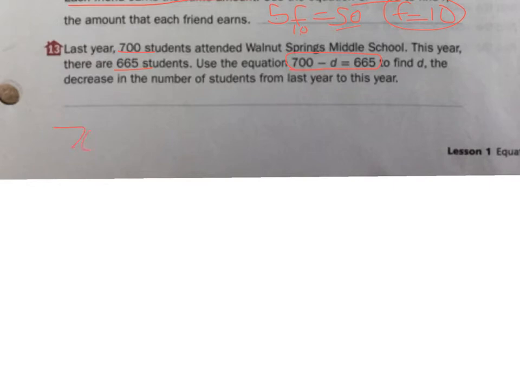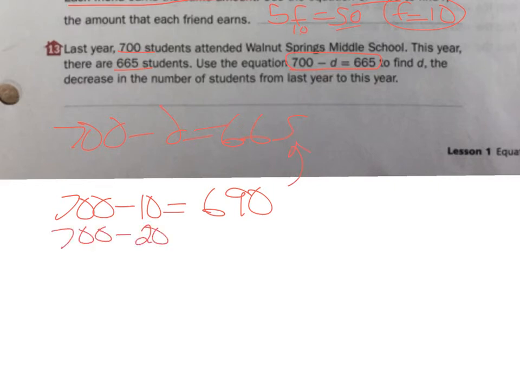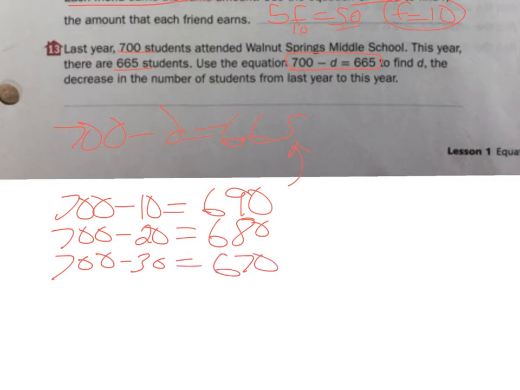Okay, so 700 minus D, or some number, equals 665. I'm going to start with even numbers like tens. 700 minus 10 equals 690. Okay, I'm going the right way, and not quite there, though. 700 minus 20 equals 680. Getting closer. 700 minus 30 equals 670. Ooh, I'm so close. 700 minus 40 equals 660. Ooh, I went past it.